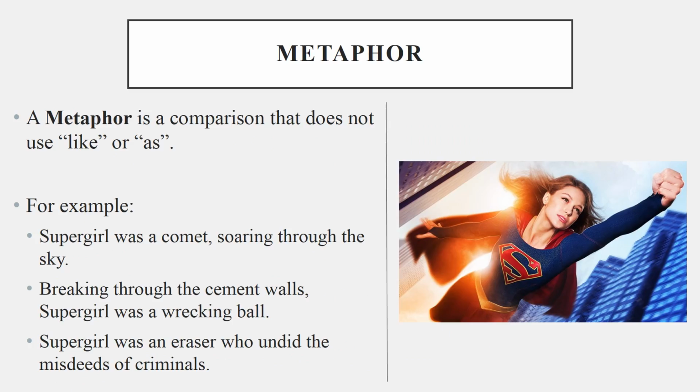The next type of figurative language is a metaphor. A metaphor is a comparison that does not use like or as. For example, Supergirl was a comet soaring through the sky. So the comparison is Supergirl and a comet. We know she's not literally a comet, but we could see that that would mean that she's moving very quickly.